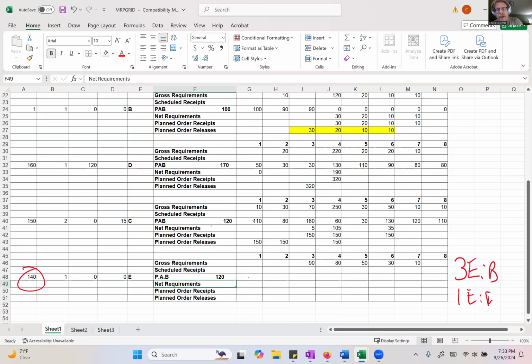So let's do the math. I got 120 to begin with, no demand in period 1 or 2, so I still have 120. Period 3, I have 120. I need 90. I'm still okay. I got 30 extra, and I don't have any safety stocks to worry about. Period 4, I have 30 and I need 80. So I'm clearly short 50. I got that right?